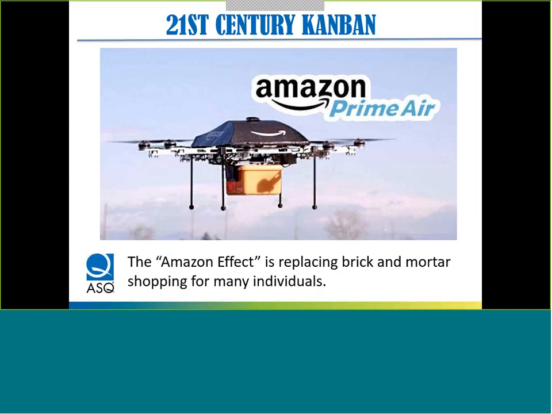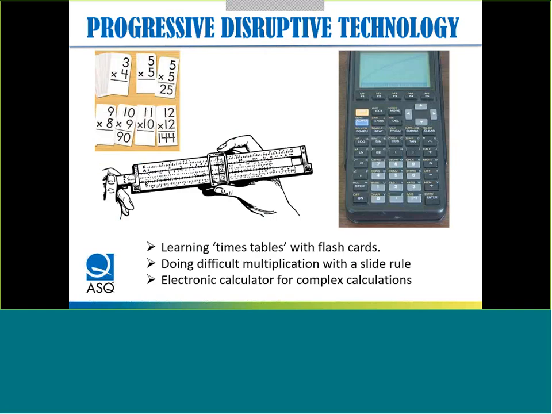21st century Kanban. When we think about putting out a Kanban card to receive parts or receive things, if we think about Amazon Prime, we as consumers are actually putting out something analogous to a Kanban card to have things delivered to us. This, what's called the Amazon effect, has really wreaked havoc on brick and mortar shopping. Several companies have closed many stores all over the world because of online shopping and things like the Amazon effect. So there's disruption there in our society.